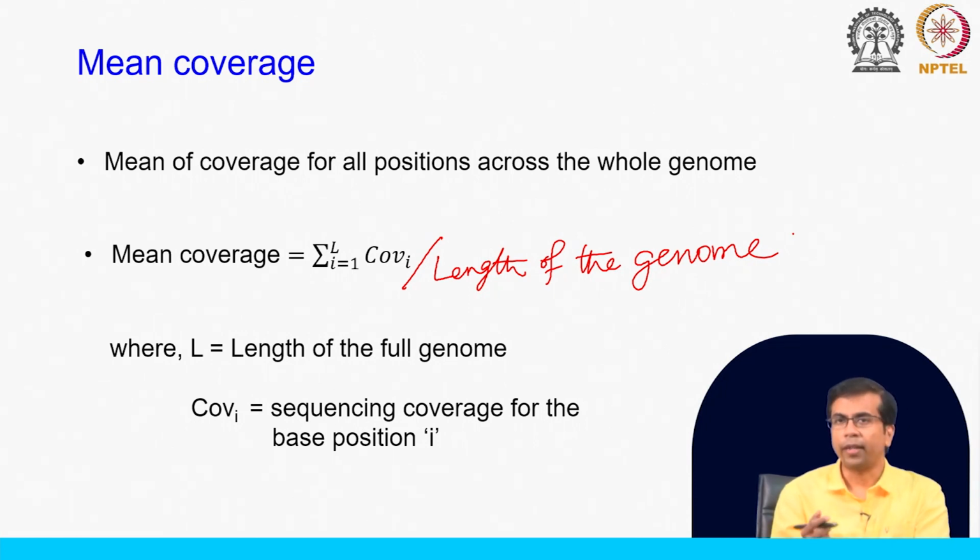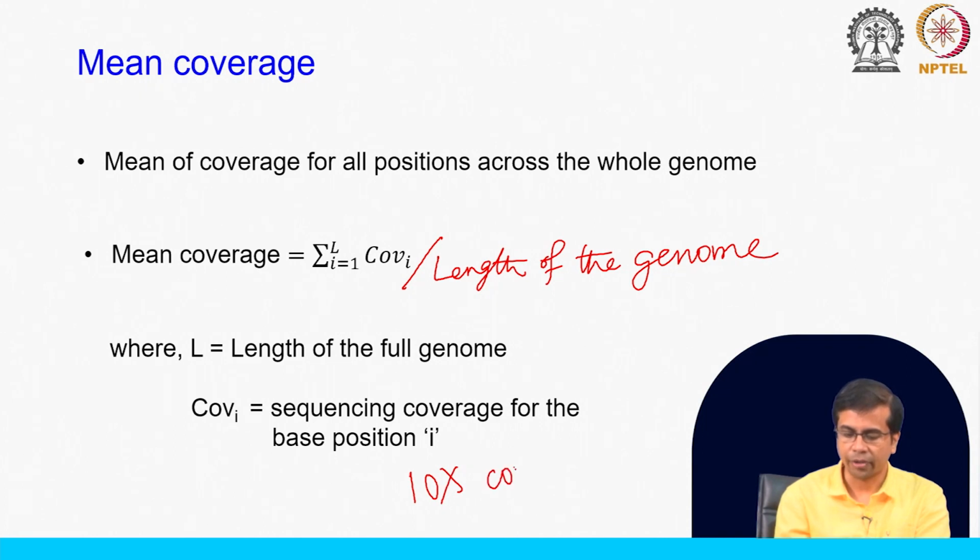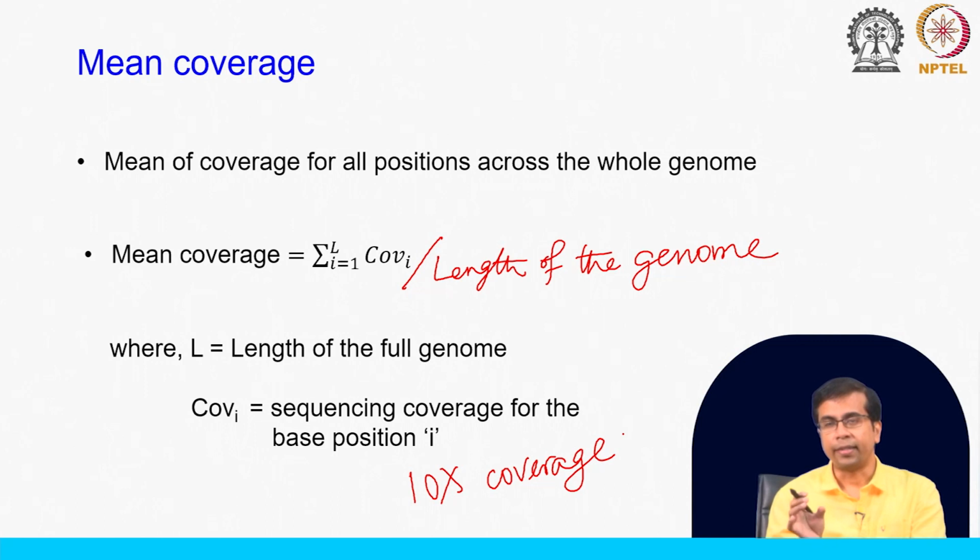Now, how do you represent this mean coverage? When you look at genome sequencing projects, sometimes you will see 10x coverage. What does it mean? The mean coverage is 10. On average there are 10 reads mapping to each position of the genome. This term on average is very important. It does not mean that all positions will have 10 reads mapped.